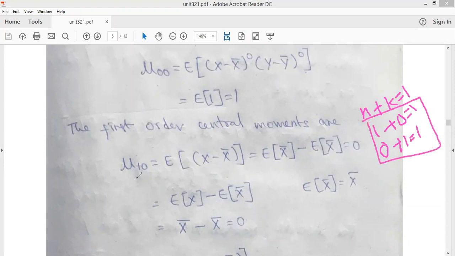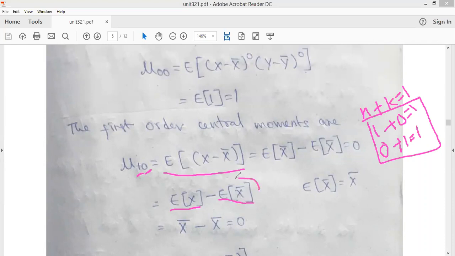Now in this case, n is 1, k value is 0. If n is 1, we get the expected value of (x minus x bar) power 1, (y minus y bar) power 0. Since (y minus y bar) power 0 is 1, we get the expected value of x minus x bar only. So how do we write this? This can be written as the expected value of x minus the expected value of x bar.